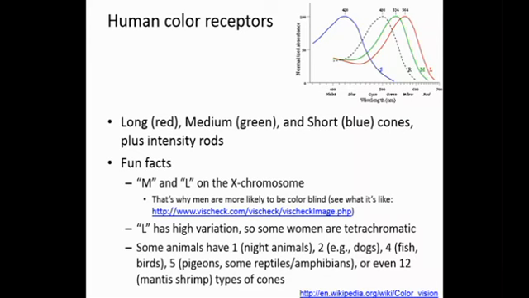Also, there's a bunch of interesting things about the way that we record light. One is that the medium and long cones are determined by the X chromosome. So that's why men are much more likely to be colorblind. Women have an XX, men have an XY, so if something's off on our one X, then you may not perceive all the colors. Also, L has a high variation. So some women are tetrachromatic: if their two X's happen to have produced very different long cone ranges, then they have more sensitivity to light because they've basically got four ranges that they're sensing.